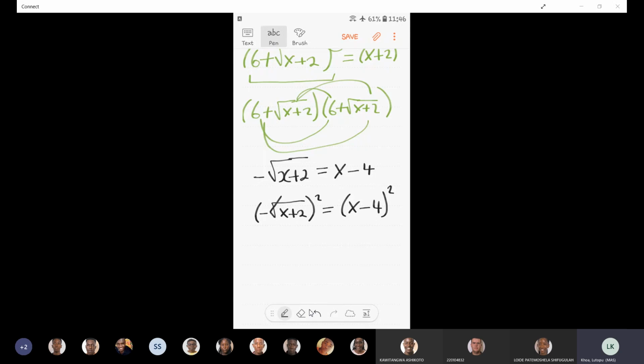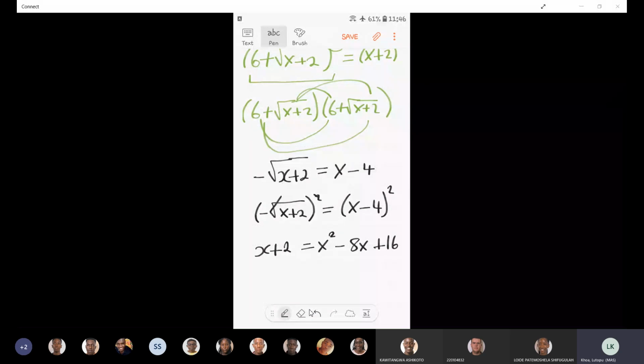So the square root and the squared will cancel, and then what I have is positive. Then on the right hand side, I will end up with x squared minus 8x plus 16. So you write the two brackets next to each other: x minus 4 times x minus 4. X times x, times minus 4, minus 4 times x, and then minus 4 times minus 4. You should end up with that one there.